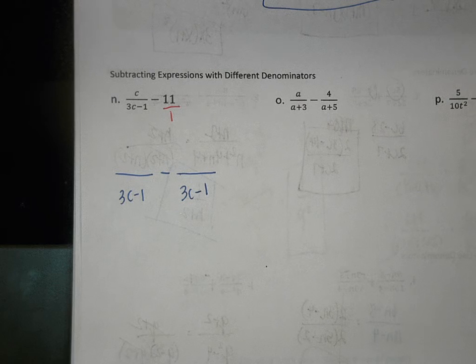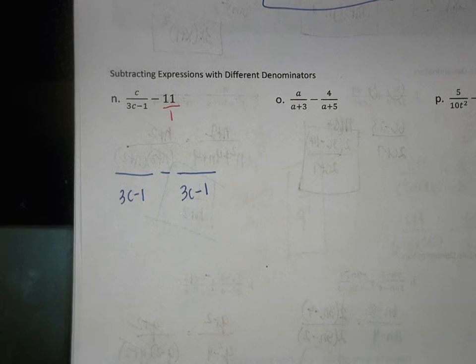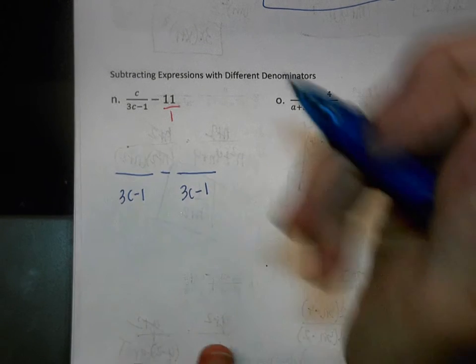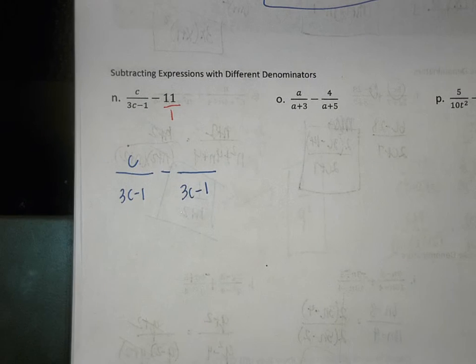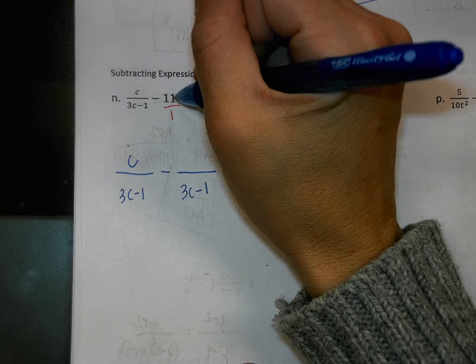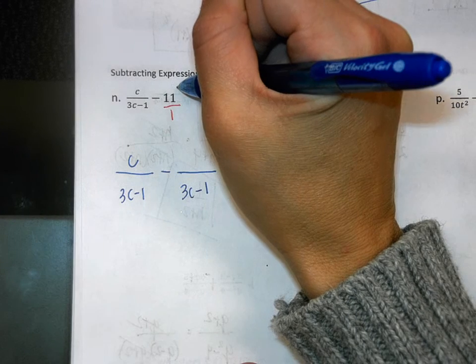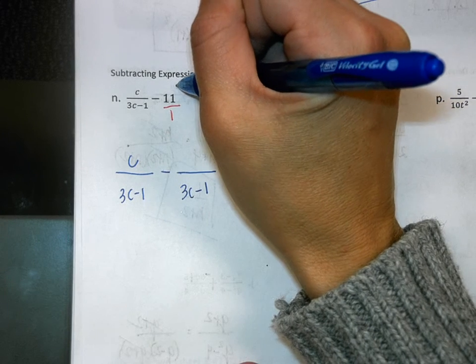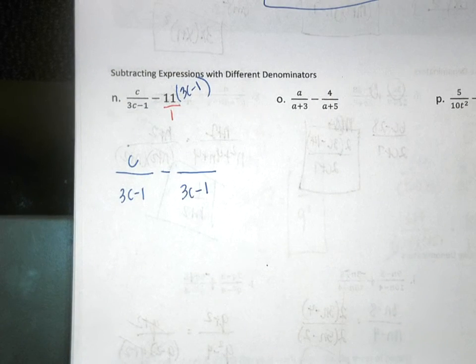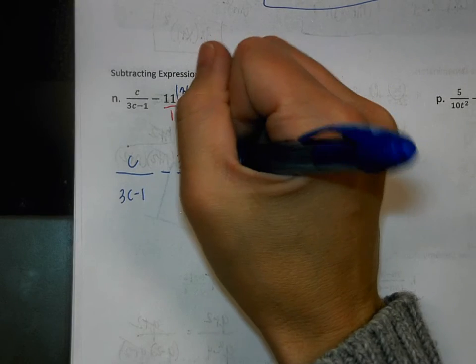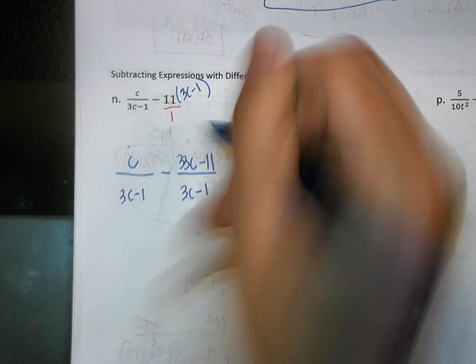Did I change anything on the first fraction? No. So we're just going to keep that as a c. On the second one, what did I have to multiply 1 by to get 3c minus 1? 3c minus 1. So that means we have to multiply 11 times 3c minus 1. Good. 33c minus 11. Now, what do I need to do next?